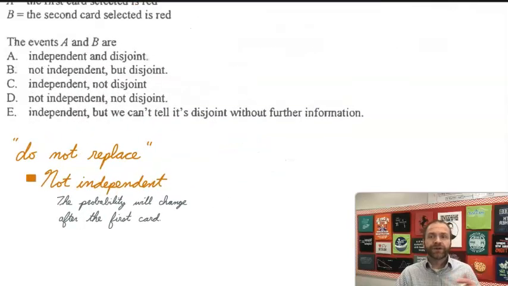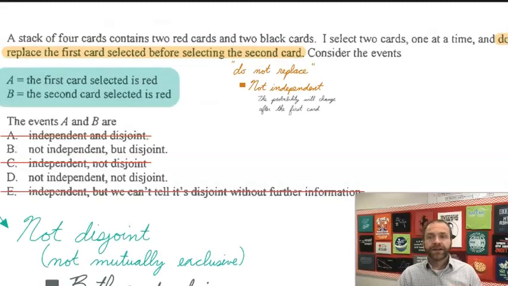Which means I can go through my choices and go, okay, I know that it can't be A and I know it can't be C because those are saying they are independent, and it can't be E because that's also saying it's independent. So I can go ahead and cross those choices out. I cross out A, C, and E, which means now I have to deal with choices B and D.